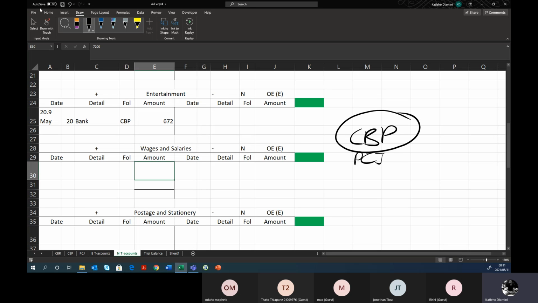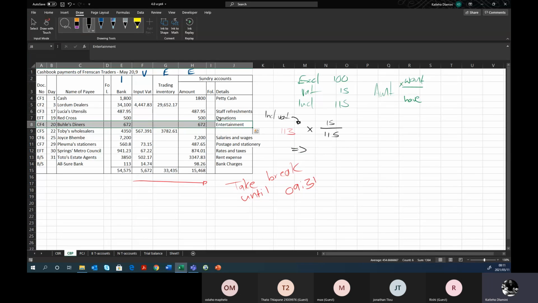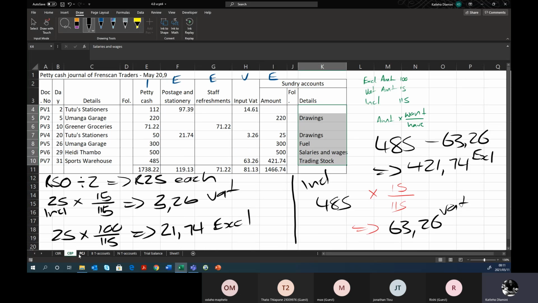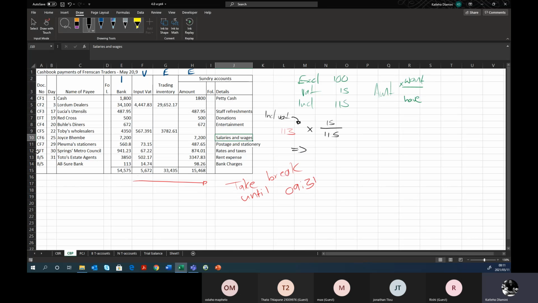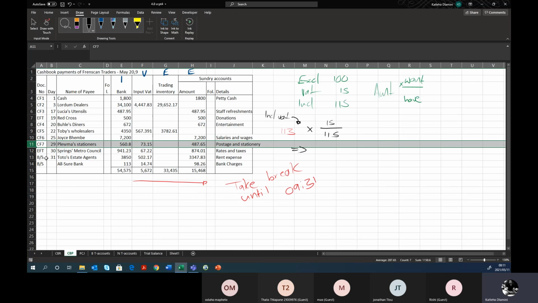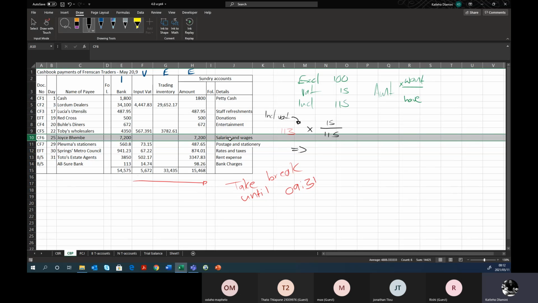All right, let's go look. CBP, wages and salary. Here we have wages and salary there. We don't have any more as far as I can see. And here we do have salaries and wages in your PCJ on the 29th. Which one came first? This one came on the 21st, so this one came first.